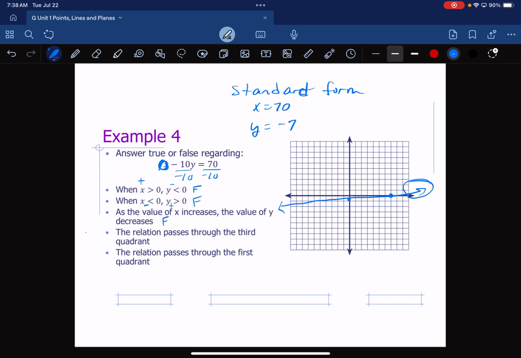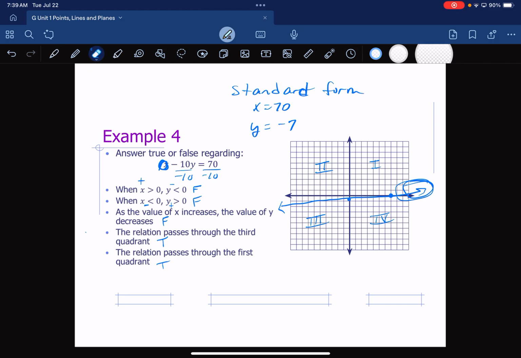The relation passes through the third quadrant. Well, remember your quadrants now. This is 1, this is 2, this is 3, and this is 4. Well, it definitely passes through the third quadrant. The relation passes through the first quadrant. Well, yep, over here in this section, again, it's going to reach into the first quadrant and stay there. So that one's true.